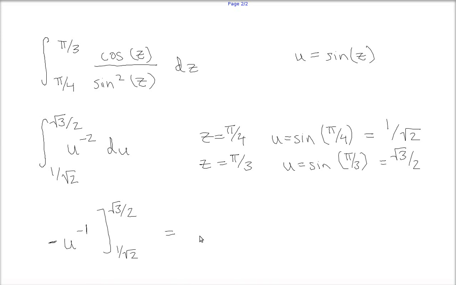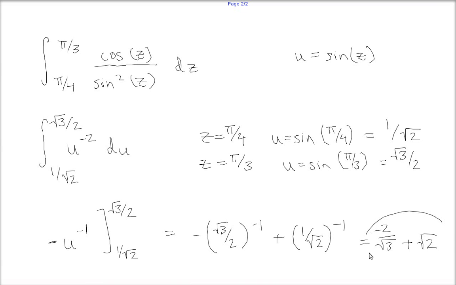And now I just plug everything in. So I'm going to get negative root 3 over 2 to the negative 1. Now I'm subtracting a negative, so I'm going to add 1 over root 2 to the negative 1. And a little simplification gives us negative 2 over root 3 plus root 2. And that's our final answer.